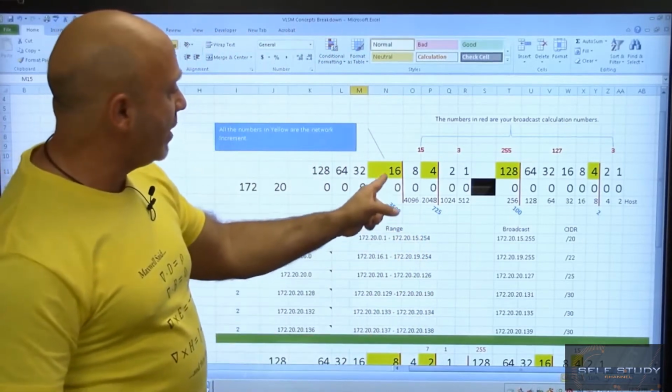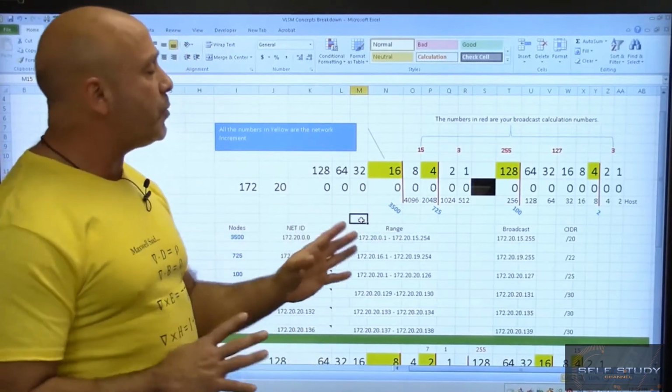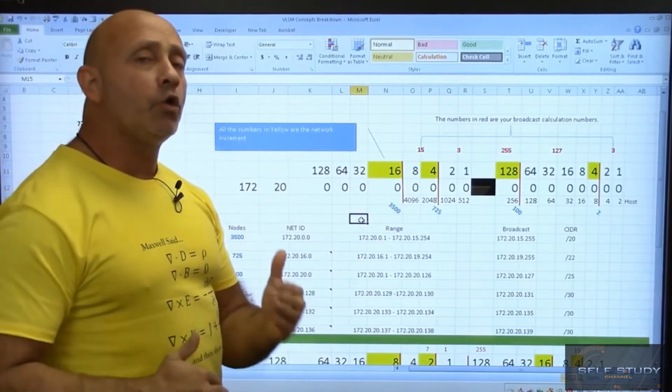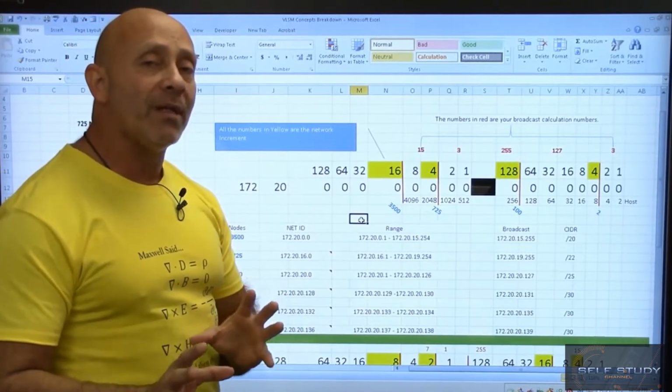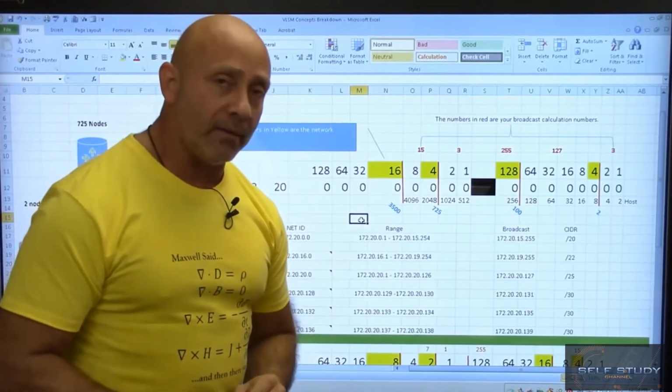So we draw our line between the 16 and the 8. So the 16 becomes our network increment. Now at this point, our network increment we're going to use as a cross-reference to check to make sure that our next starting point is correct.